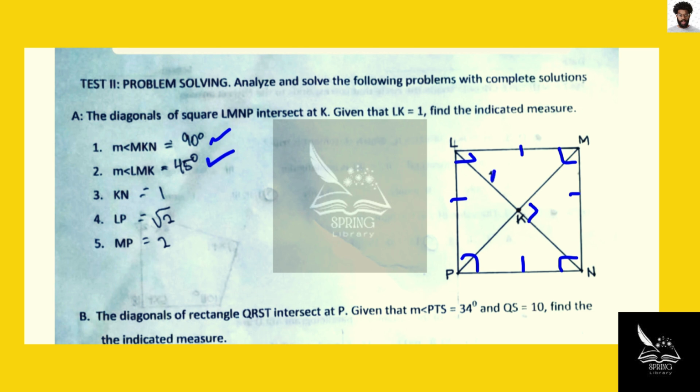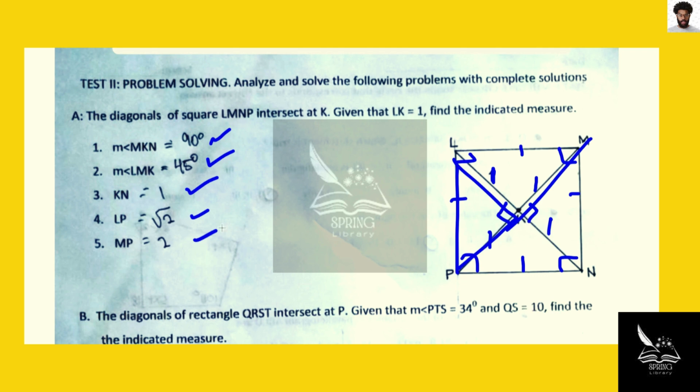If LK is 1, so is KN, yes. LP, if we got right angles here, then this would be 1 as well. 1 squared plus 1 squared is 2 equals LP squared, square root, correct. And MP would be 2, yes.